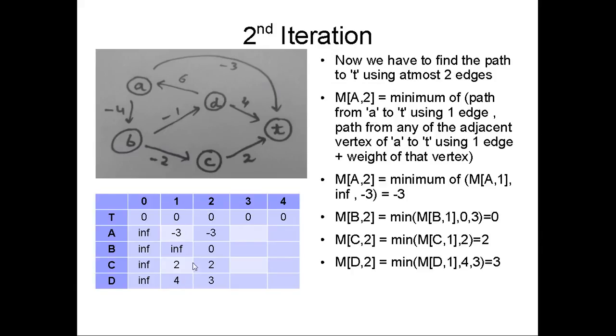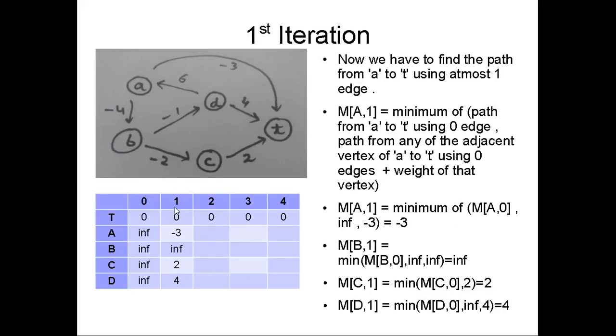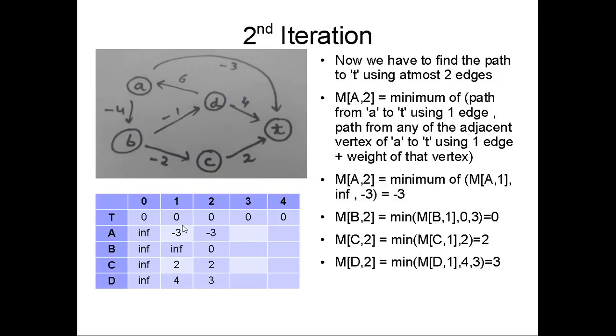You can see that we already have one complete array M of v comma 1. So this array gives the shortest distance from any of the vertex to t using at most one edge. Now moving on to a second iteration. Now we have to find the path to t using at most two edges.